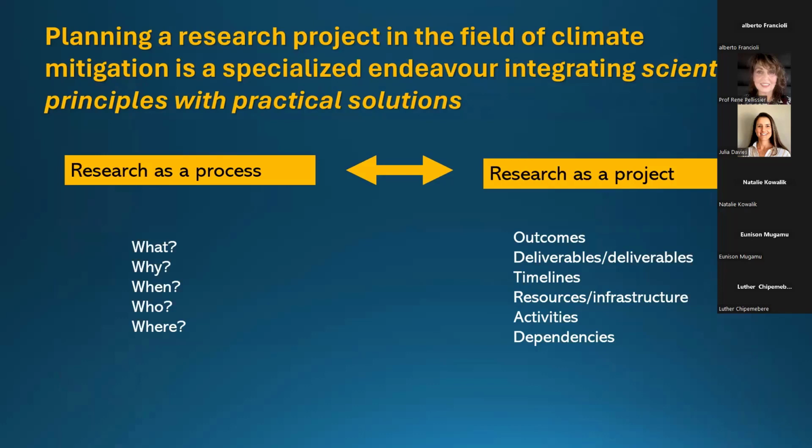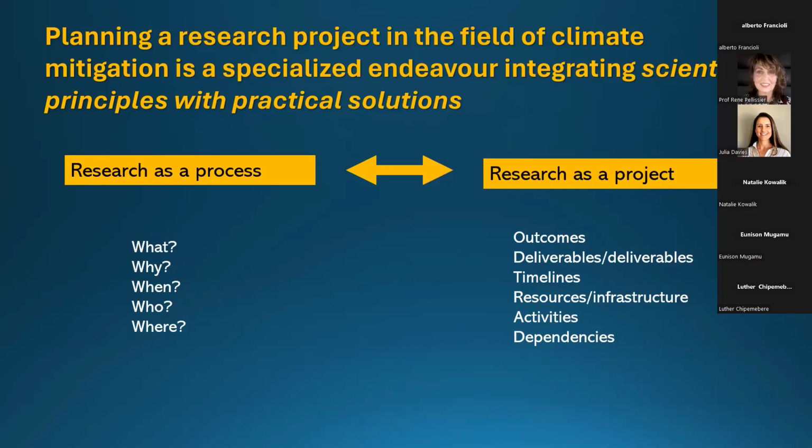So we talk about what is it that we want to do? What is the justification for doing that? When do we want to do that? Who do we want to do that? And where do we want to do that? It's the typical, almost heuristic of what research as a process is about.